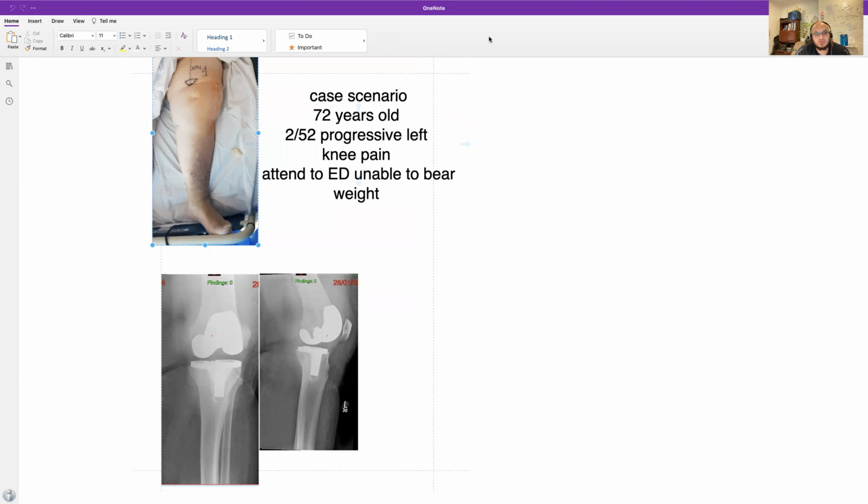As you can see in the pictures, this is a 72-year-old man who presented to ED with a 2-week history of progressive left knee pain. He attended today unable to bear weight. What do you see in the picture and how are you going to manage this case?